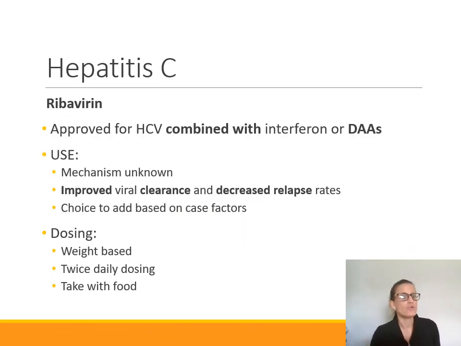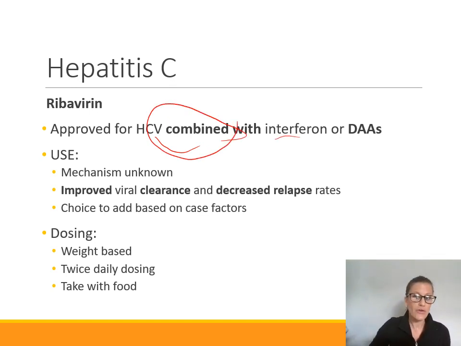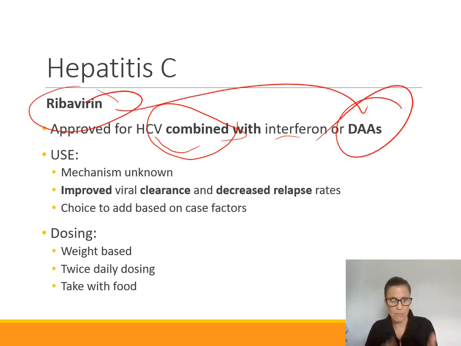Ribavirin is another drug that's approved for use in hepatitis C. It's approved for use in combination with other agents, either with interferon or with the DAAs, the direct-acting antivirals. Now remember, I said that interferon is not preferred any longer. The direct-acting antivirals are so much more effective that you're really not going to be giving ribavirin plus interferon. What you're going to be giving is ribavirin plus a combination of DAAs, which we just talked about, the different types of DAAs.